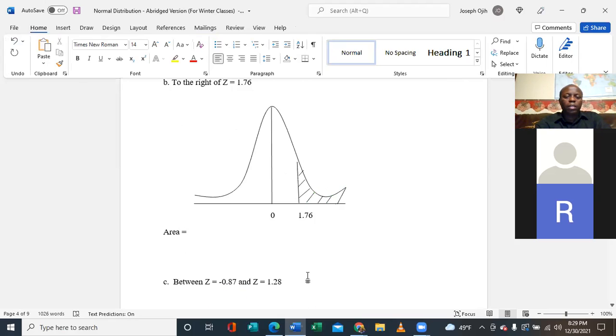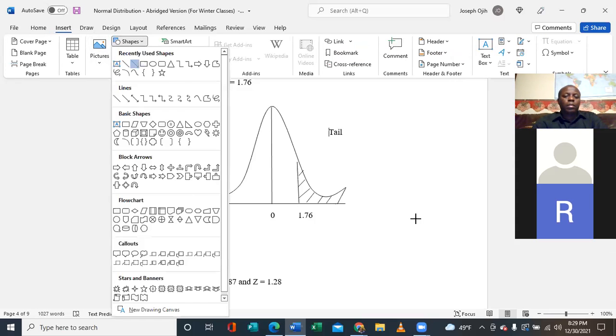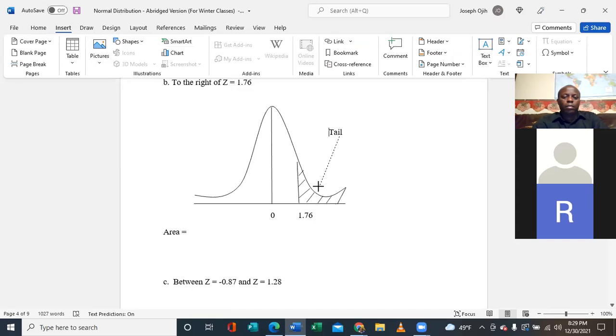Now look for 1.76 from the table. Look at your procedure table for the one that looks like that. Whenever it is in this form, we call it the tail. This is the tail right here. See, it's on the tail.